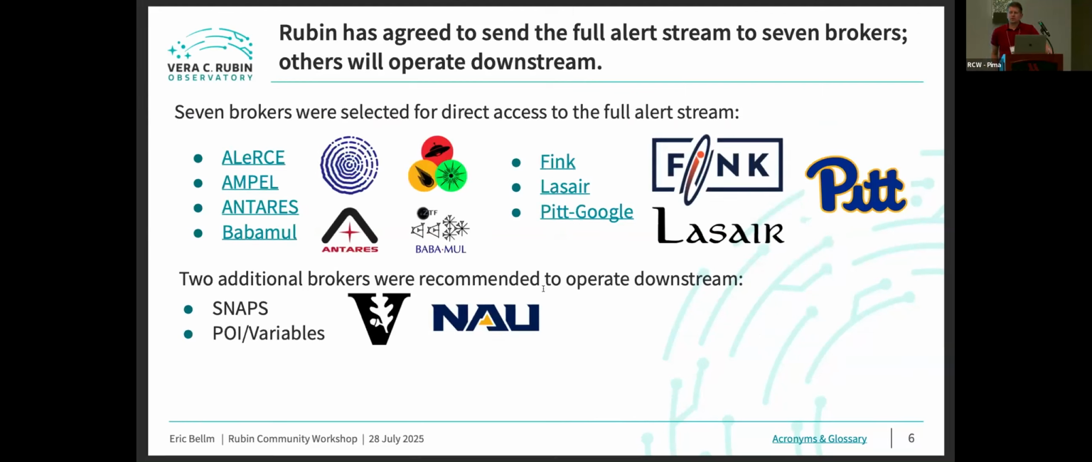Those alerts then get sent to 7 community brokers that were selected in a process a few years ago. They are all around the world: Alerce, Ample, Antares, Bobomol, Fink, Lacer, and Pitt Google. There are also 2 additional brokers that operate downstream of the full-stream brokers. And those are Snaps here in Arizona and the POA variables broker. So we will hear from several of these brokers later in this session, but all of them are active now and preparing for alerts.